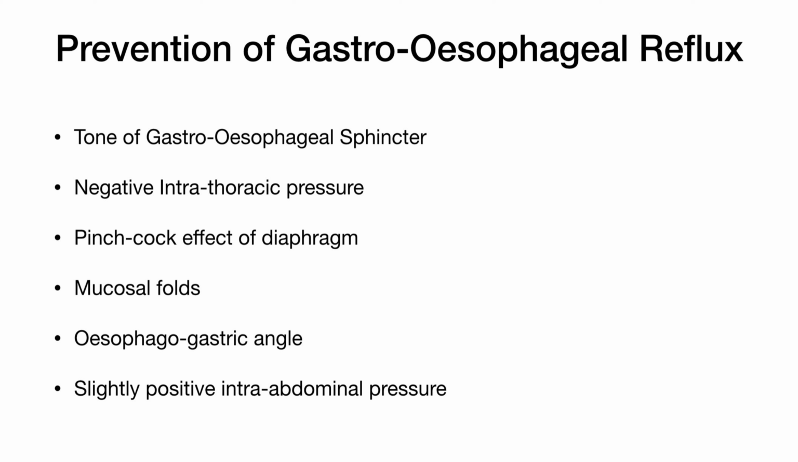Negative intrathoracic pressure also very important, and the pinch cock effect of diaphragm also plays an important role. There are mucosal folds and the angle of the esophagus and the stomach is not in a straight line. That angulation also helps in preventing food from going back up. And there is slightly positive intra-abdominal pressure. So negative intrathoracic pressure, positive intra-abdominal pressure, angle between the esophagus and the stomach, mucosal folds, pinch cock effect of diaphragm, and tone of the gastroesophageal sphincter. These are the factors which prevent gastroesophageal reflux. That was my brief description of the physiology of deglutition.